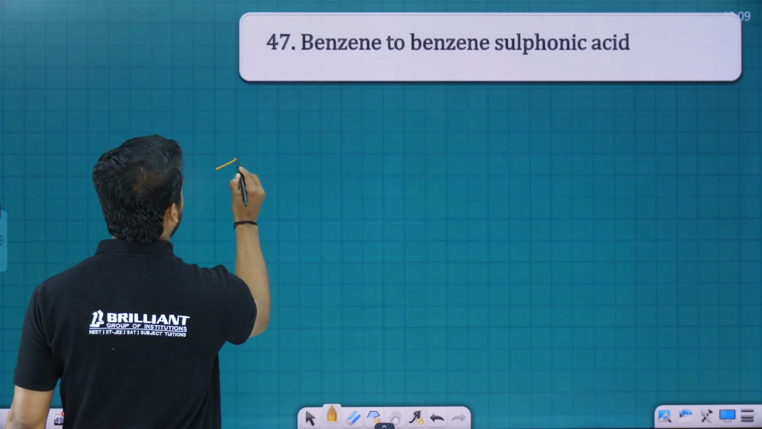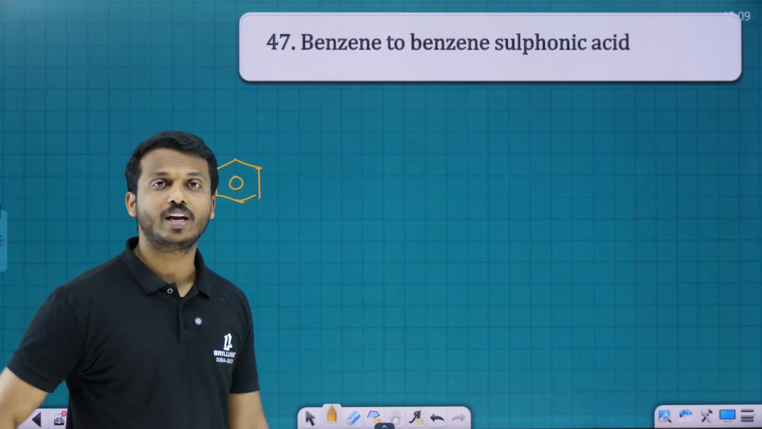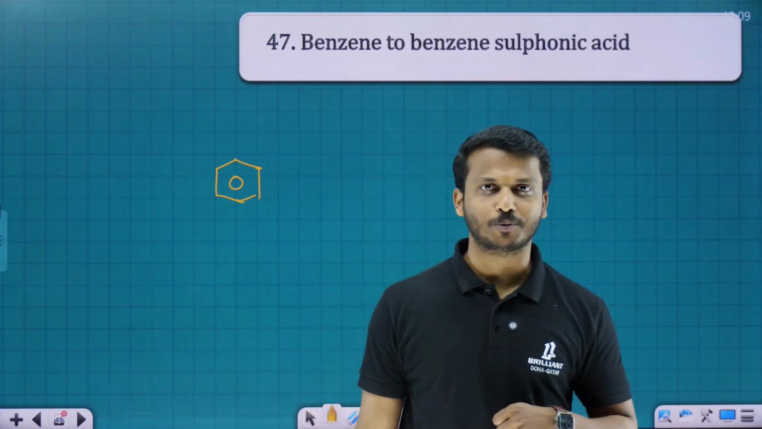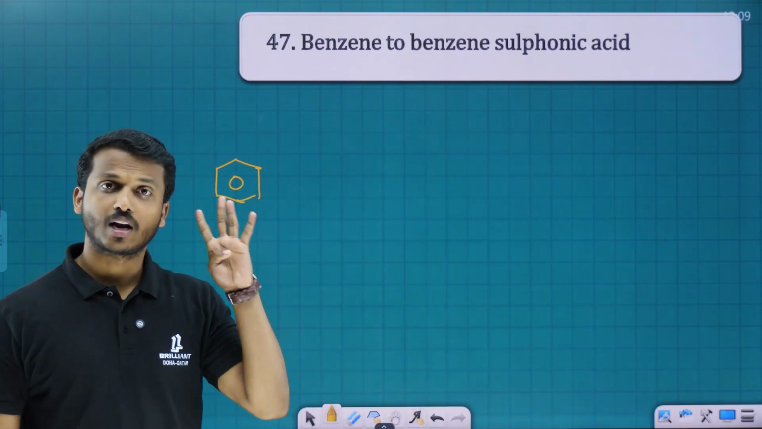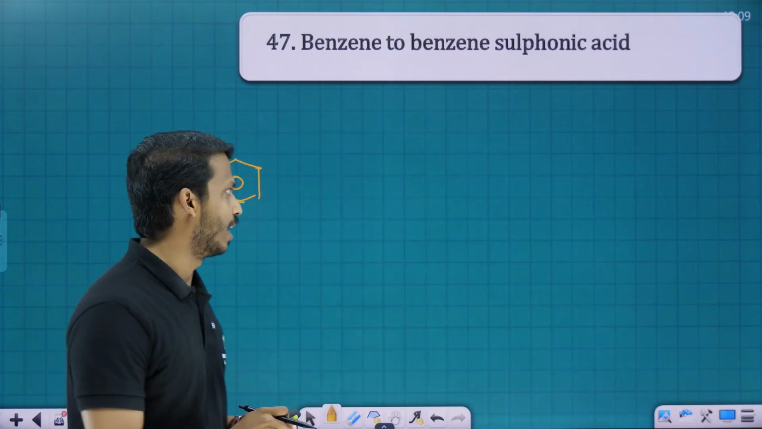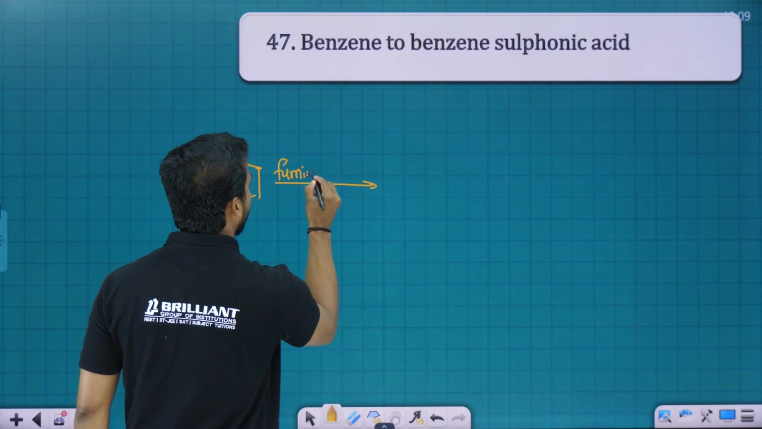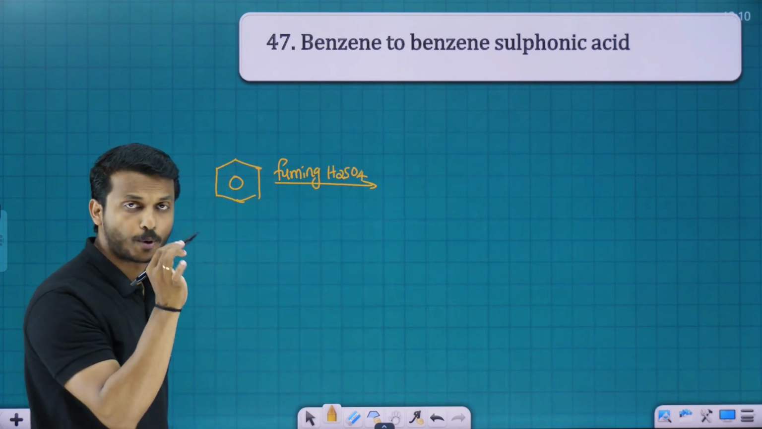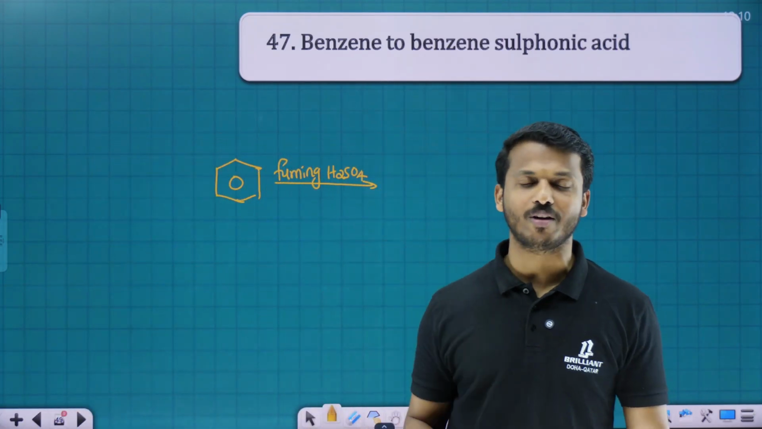Next one. How will you convert benzene to benzene sulfonic acid? Sulfonation. We studied a total of 5 electrophilic substitutions, right? Chlorination, nitration, sulfonation, Friedel-Crafts alkylation, Friedel-Crafts acylation. What does sulfonation mean, dear? We are adding fuming sulfuric acid. In nitration, HNO3 and H2SO4 together we add.